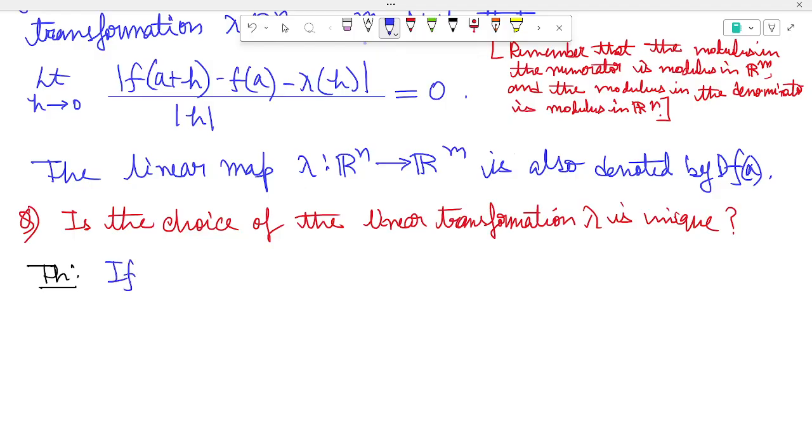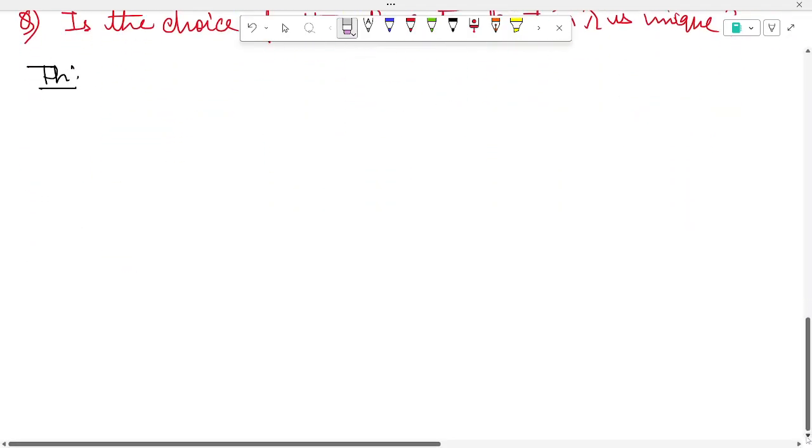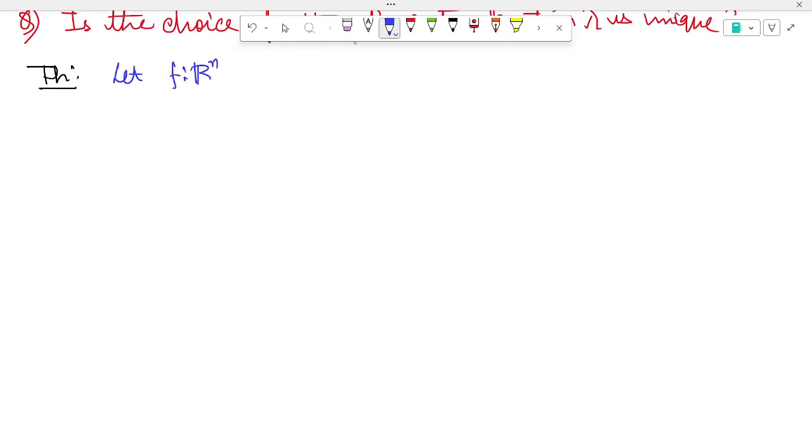So I assume that. So let f from R^n to R^m be a differentiable function, or you need not be differentiable. Differentiable at a point is sufficient. That a belongs to R^n.